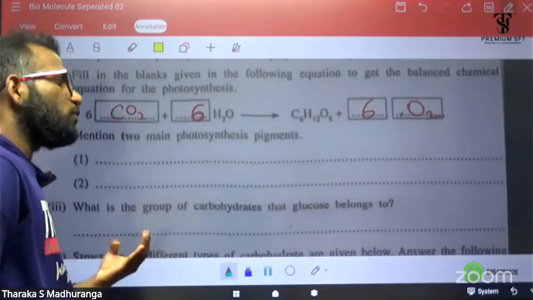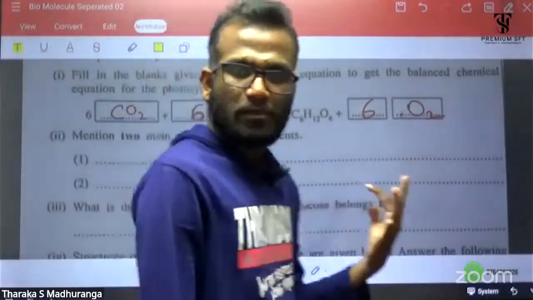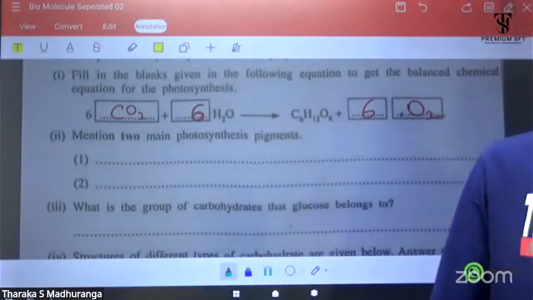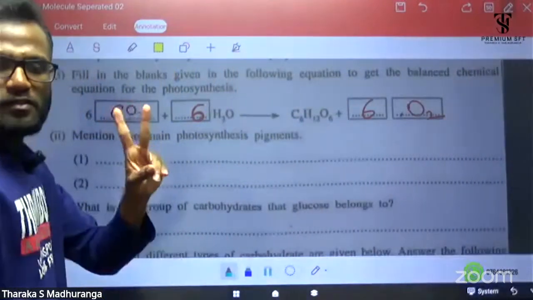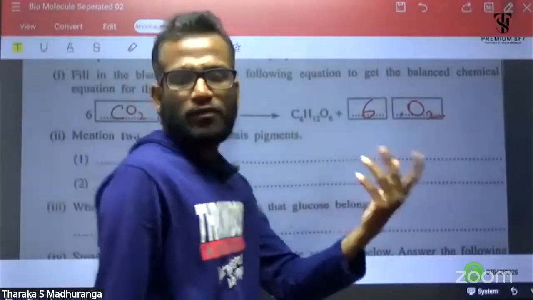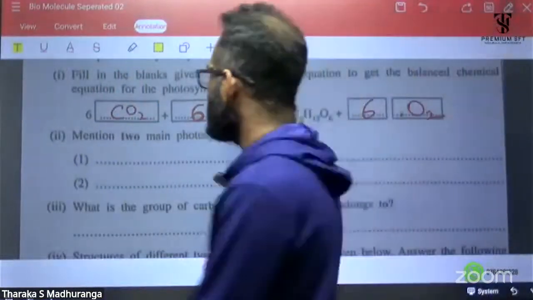Name 2 main photosynthesis pigments. That's based on cell structure. Mainly 2 photosynthesis pigments. The main pigment is chlorophyll. Chlorophyll is the main pigment.